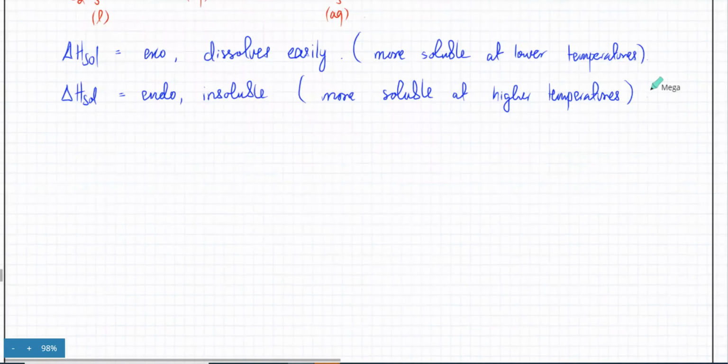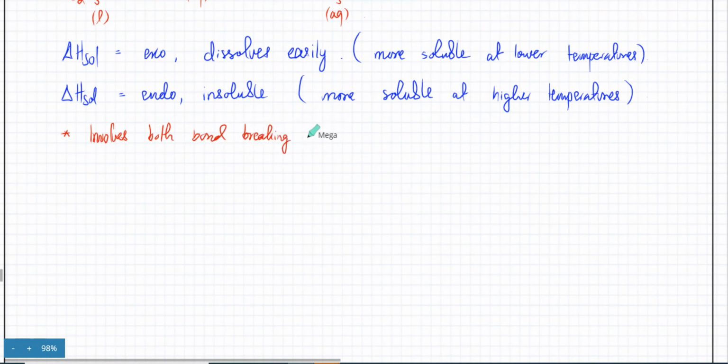So now the point is, why could it be endo or exo both? Because it involves both bond breaking and bond formation. Anything that involves both things usually can be both. If it requires a lot of energy to break bonds, then it's going to be endo. If it releases a lot of energy during bond formation, then it's going to be exo. So it involves both bond breaking and formation.